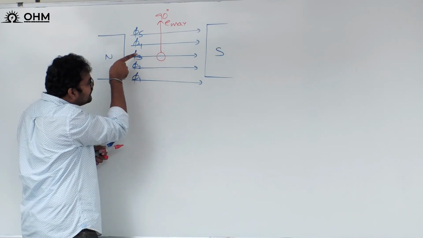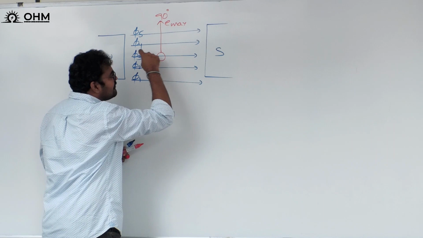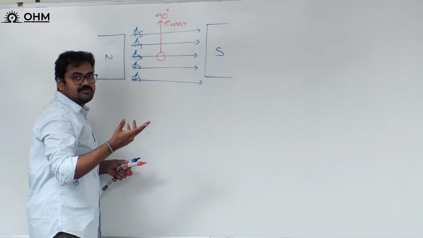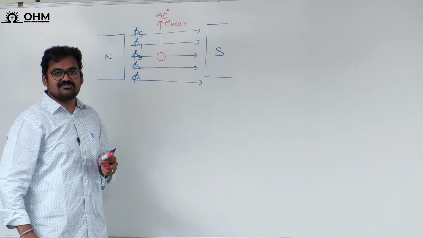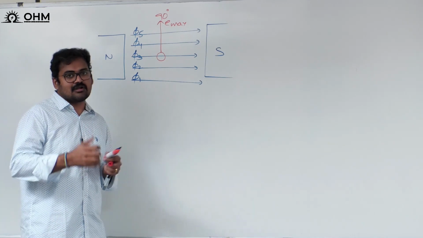Suppose the conductor is moving in this direction. Can I say the angle between flux line and conductor movement is going to be 0 degrees? In that case, induced EMF is equal to 0. These are all the things you know already.